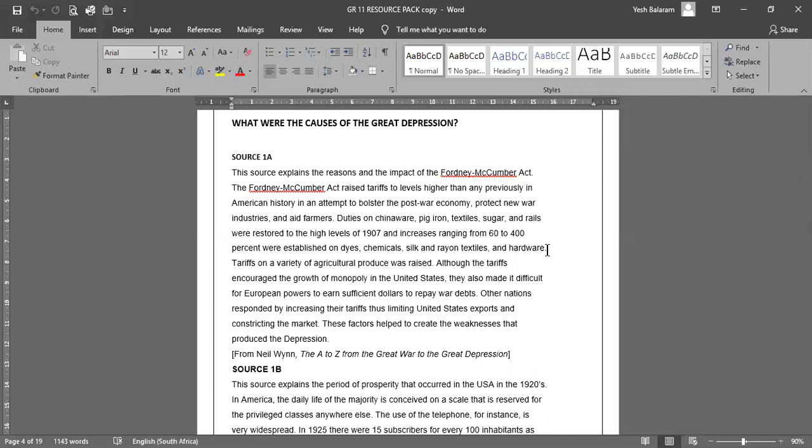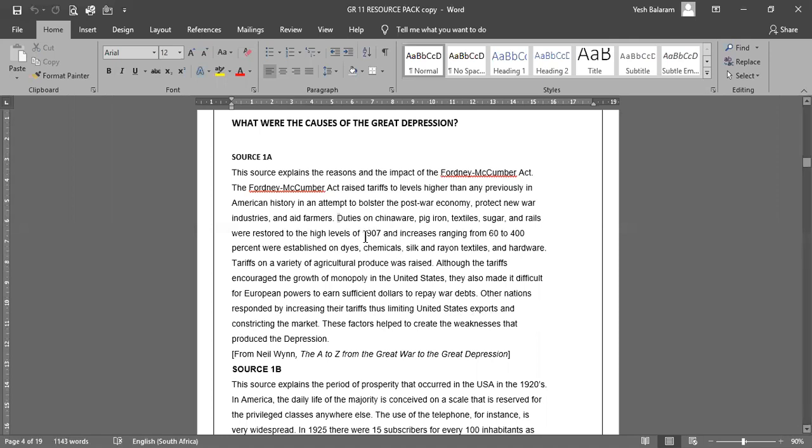Although the tariffs encouraged the growth of monopoly in the United States, they also made it difficult for European powers to earn sufficient dollars to repay debts. Other nations responded by increasing their tariffs, thus limiting United States exports and constricting the market. These factors helped to create the weaknesses that produced the Depression.